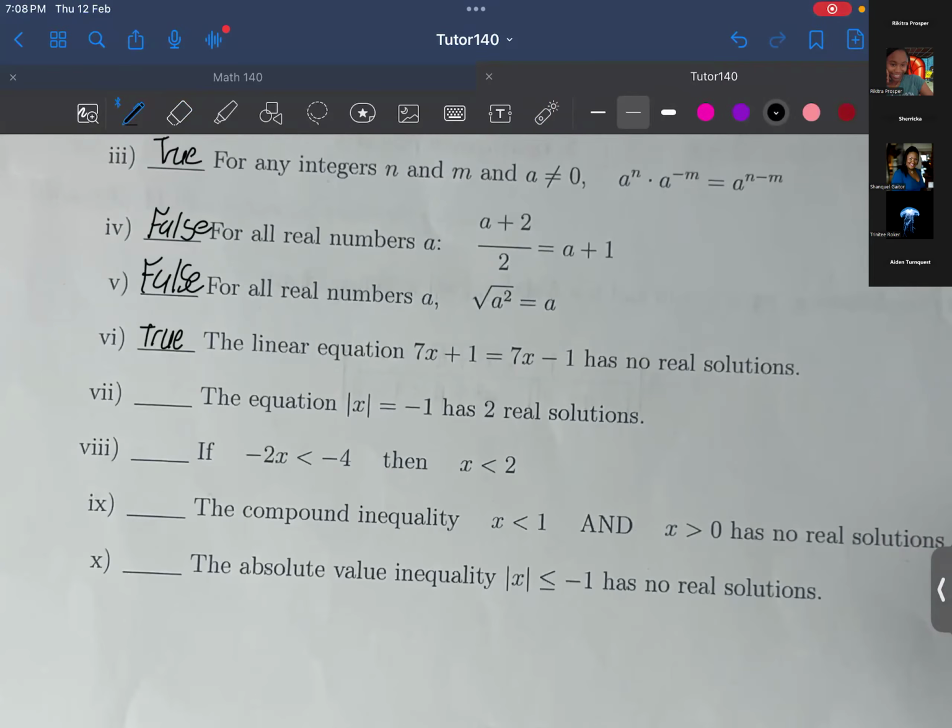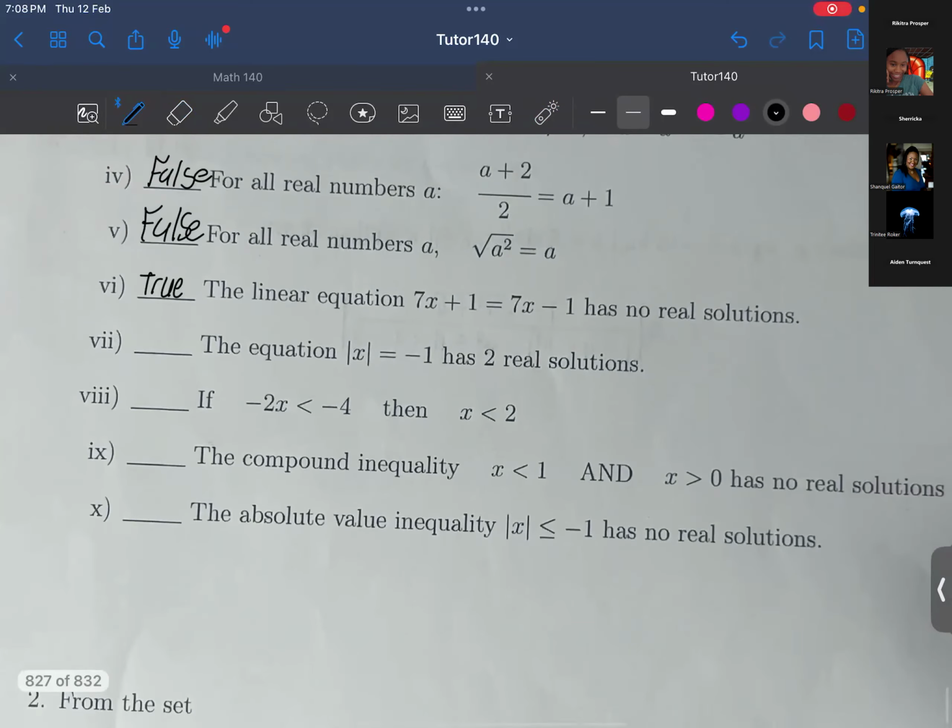Okay, so the equation, the absolute value of x is equal to negative 1, has two real solutions. This is false because the absolute value can never be negative. If you remember absolute value, when you take the absolute value of something, it's always positive because absolute value is just the distance between that number and 0 on the number line. So it's always positive. So this is false.